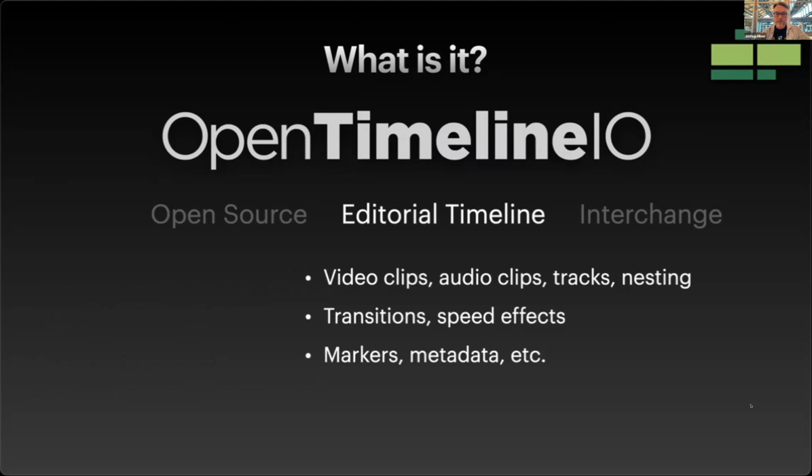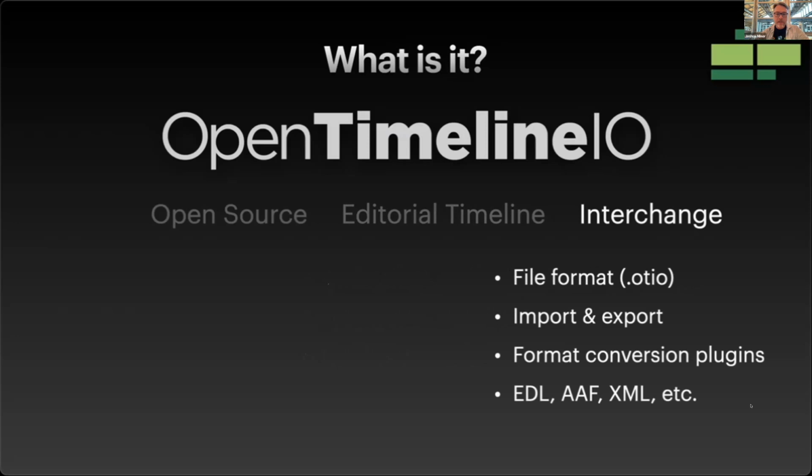It's about editorial timelines, so video clips, audio clips, tracks, all that kind of stuff, speed effects and markers, and carrying a lot of metadata through that's associated with each of those different objects. And it's also very much about interchange. So the I/O part is input and output. We have a file format for carrying the stuff. There's import-export features in a lot of applications. And we also support a lot of file format conversion between other timeline formats that you may be aware of in the industry.